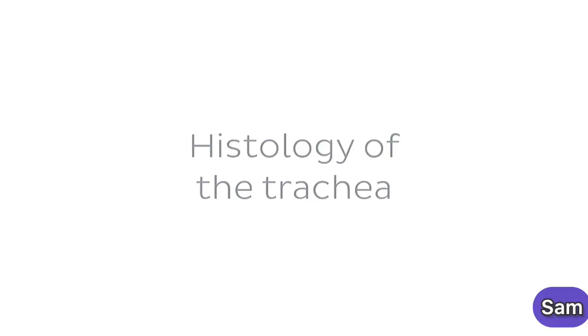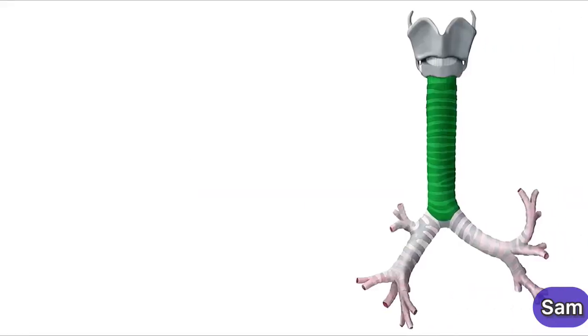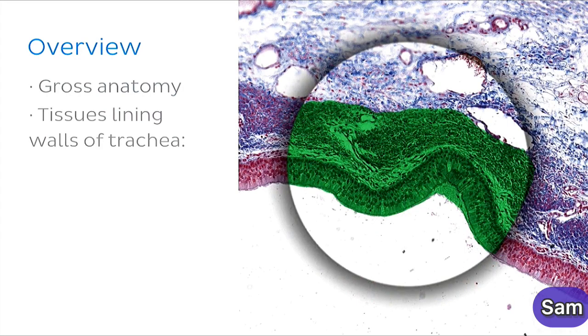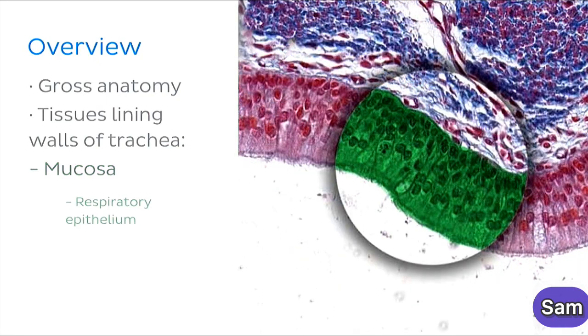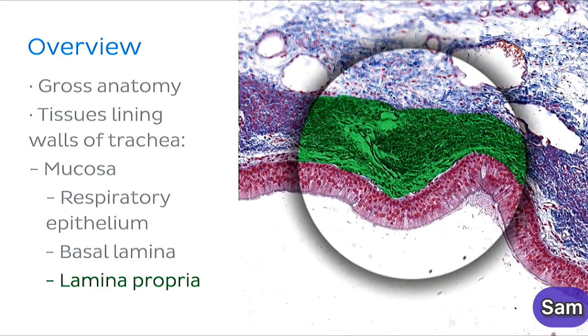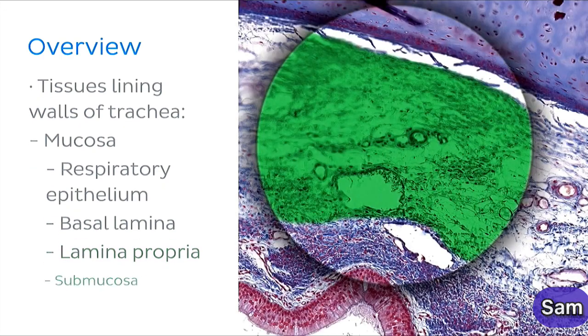As we study the histology of the trachea, first, we're going to take a brief look at the gross anatomy of the trachea and discuss the tracheal lumen. Then we're going to look at the tissues lining the walls of the trachea, and these include the mucosa, the respiratory epithelium, the basal lamina, the lamina propria, and the submucosa.